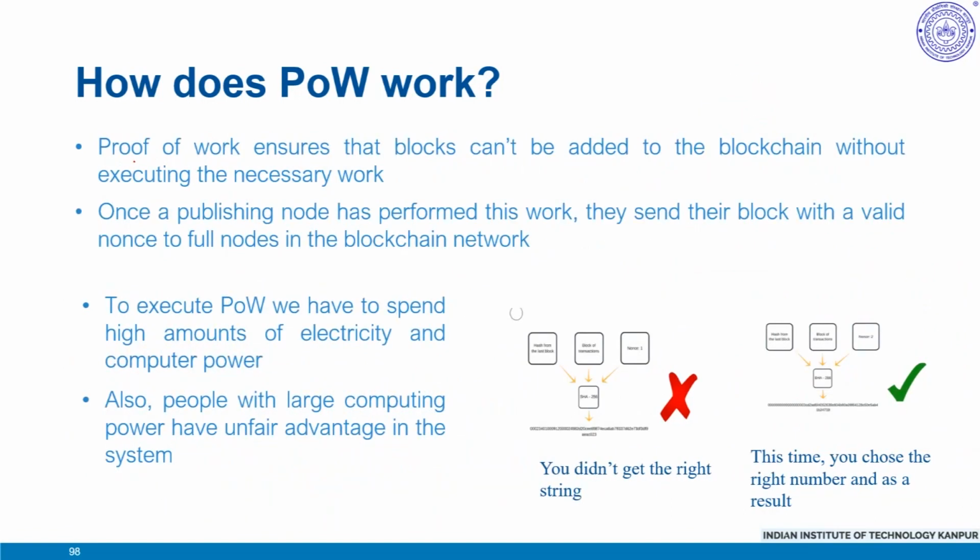In this fashion, proof of work ensures that the blocks can't be added to the blockchain without executing the necessary proof of work or consensus. That way, a malicious or evil node can't easily validate blocks and add whatever they want into the blockchain. So if they try to, other participants in the network would just dismiss that block because it would not be verified, it would not match, and everyone would know that this block is not valid.